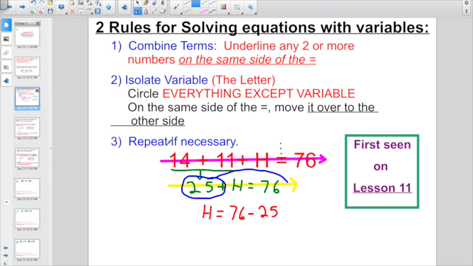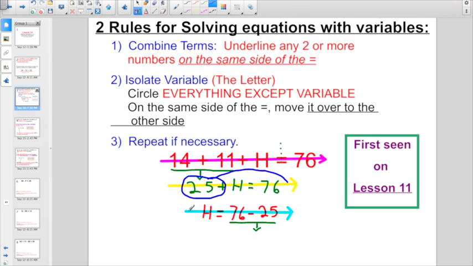We have to repeat if necessary. So let's check it out. Can I combine terms again? Yes, I can. I have 76 minus 25 on the same side of the equal sign, right? Let's go ahead and underline that.